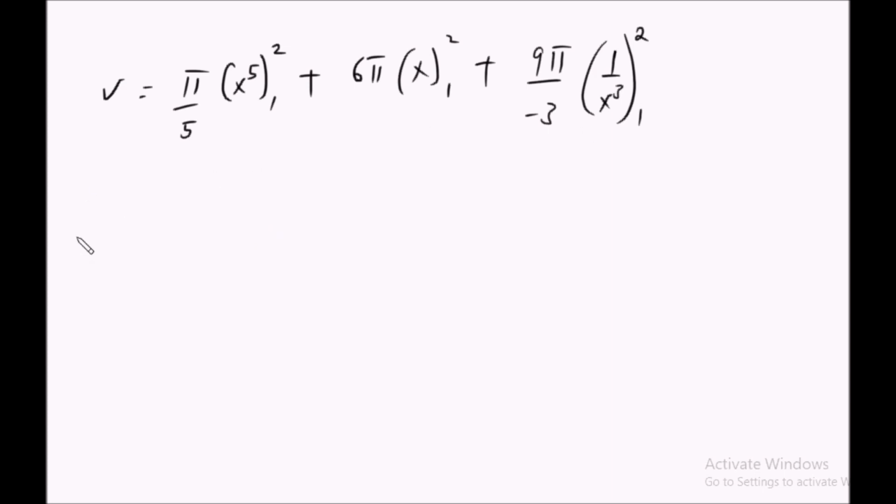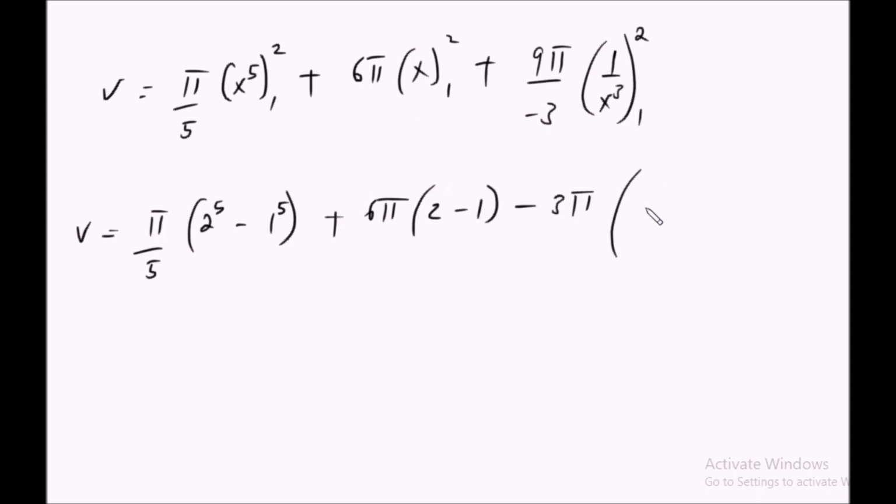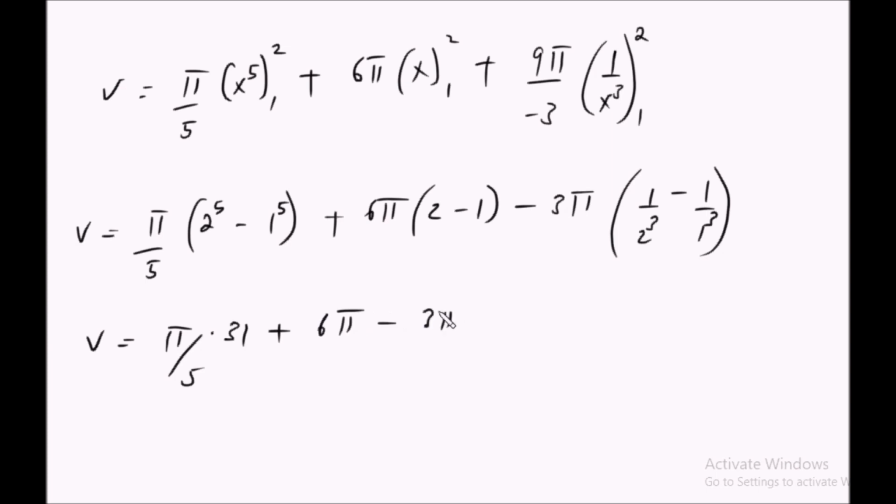So tuingize sasa limits. Itakuwa ni pi over 5. So we're going to have 2 power 5 minus 1 power 5 plus 6 pi. So hapa kuna power is just 2 minus 1 minus 3 pi. Hapa itakuwa ni 1 over 2 power 3 minus 1 over 1 power 3. So v ni sawa na pi over 5. 2 power 5 ni 32, 1 power 5 ni 1, 32 toa 1 ni 31. Jumlisha 2 toa 1 ni 1 times 6 pi unapata 6 pi minus 3 pi. Hii itakuwa ni 1/8 toa 1, which is just -7 over 8.